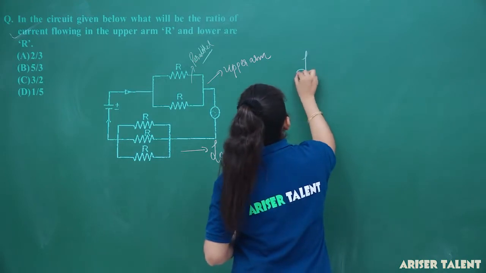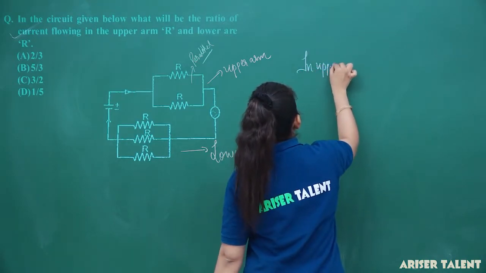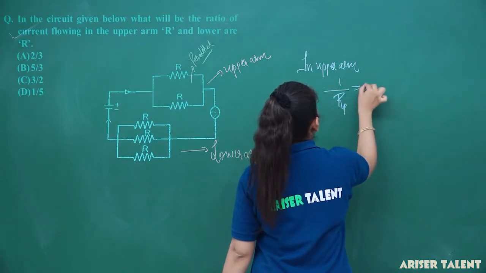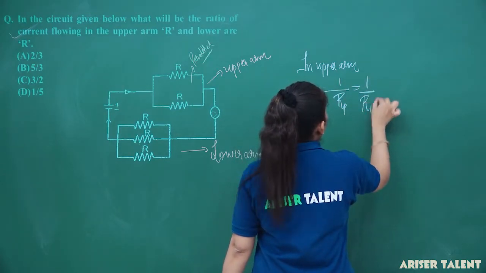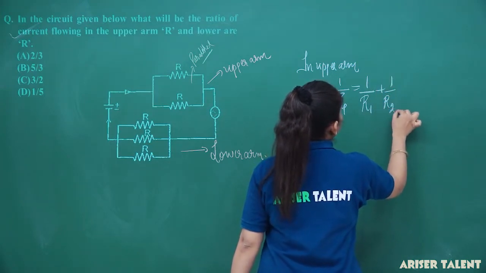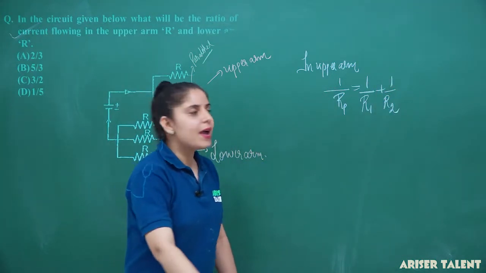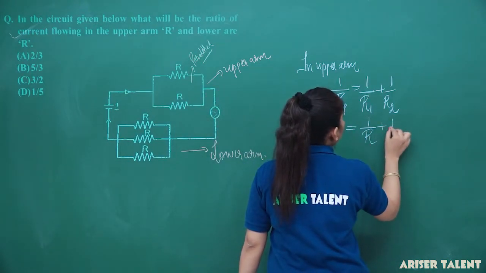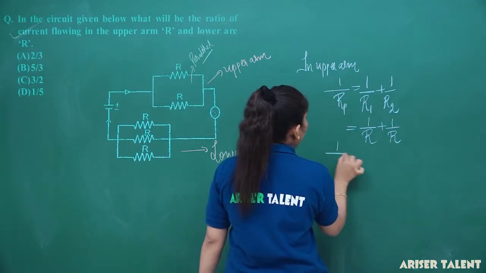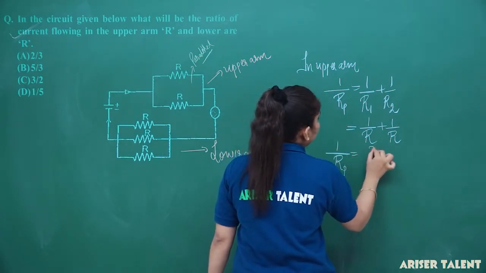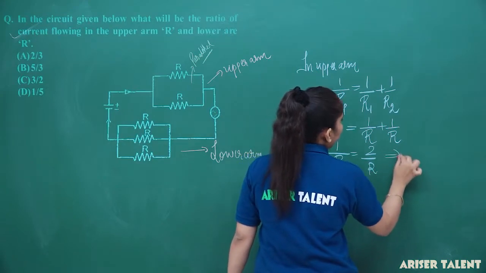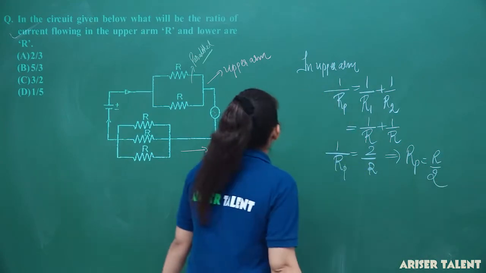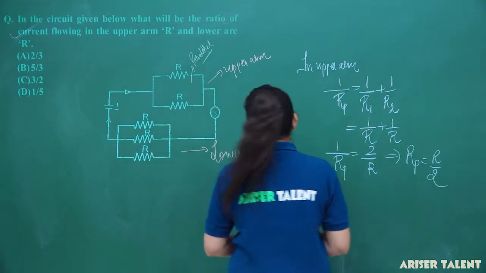So, I am writing here in the upper arm, 1 upon RP will be equal to 1 upon R1 plus 1 upon R2. This is the formula for parallel combination we have. So 1 upon RP will be 1 upon R plus 1 upon R, and 1 upon RP will be equal to 2 upon R, and the value of RP came out to be R upon 2. So this is the resistance in the first arm.